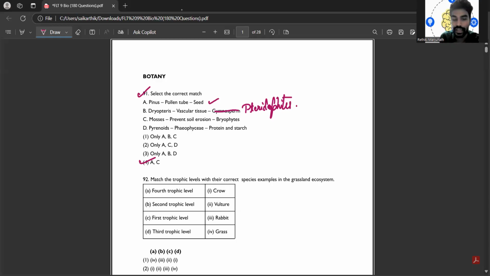C, mosses is correct. They prevent soil erosion is also correct. And they are bryophytes. Correct. So the last one, the peridinians, which are not phaeophyceae, rather they are chlorophyceae, protein and starch. So therefore, option 4 is correct.